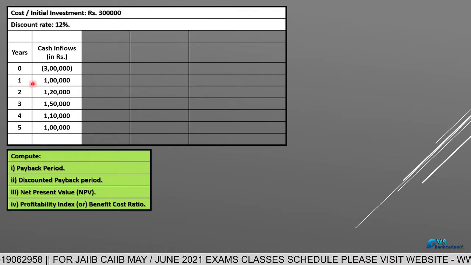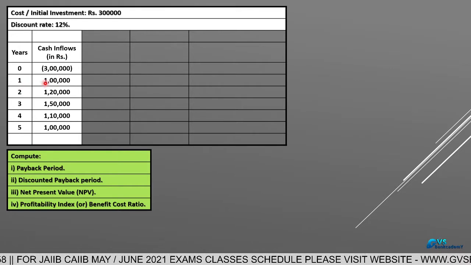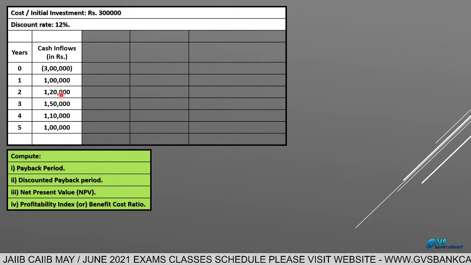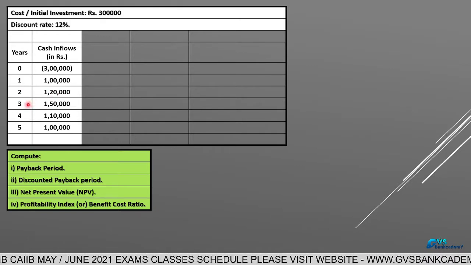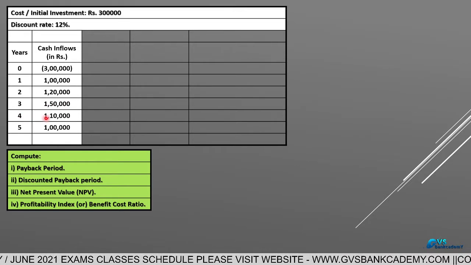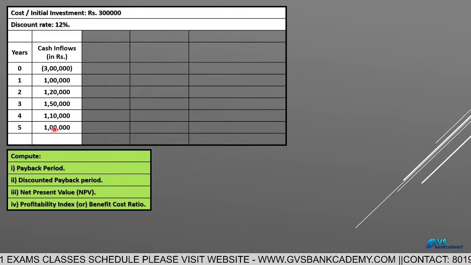At the end of the first year they are getting 1 lakh in cash inflows. At the end of the second year, 1 lakh 20,000 rupees. In the third year, 1 lakh 50,000 rupees. In the fourth year, 1 lakh 10,000 rupees. At the end of the fifth year, 1 lakh rupees.